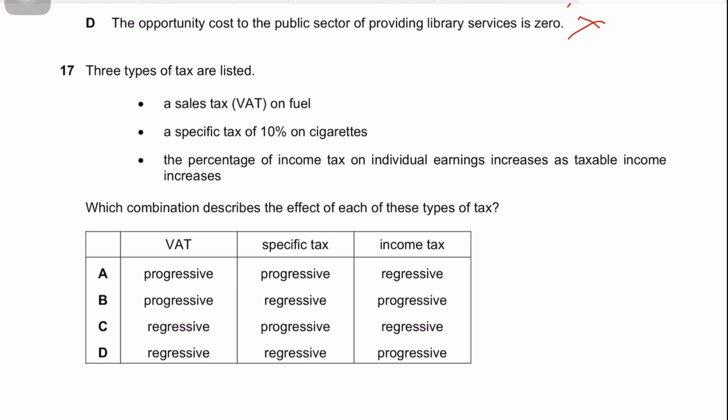So guys, question 17 says three types of taxes are listed: sales tax, that is value added tax on fuel, specific tax of 10% on cigarettes, and the percentage of income tax on individual earnings increases as taxable income rises. Which combination describes the effect of these types of taxes?